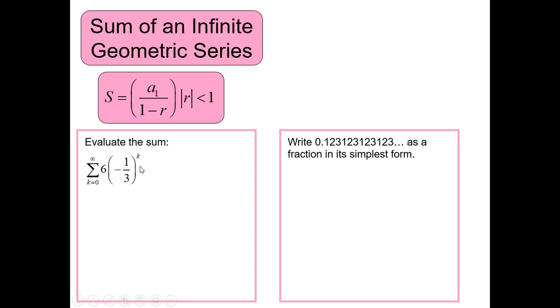So let's take a look at this one here. K equals 0 to infinity of 6 times negative 1/3 to the K power. Well, my a sub 1 is 6. My ratio is negative 1/3, which, in absolute value, is definitely less than 1. So I can evaluate this. And 6 divided by 4/3 is equal to 9/2.